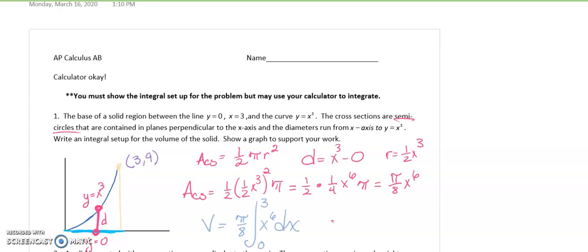You can see that I've completed the area of the cross section, and I get pi over 8 x to the 6th. Please take a moment and review my math if you do not get that same answer. Then in blue, you can see that I've written the volume equals, I've pulled out the constant of pi over 8, and I'm integrating from 0 to 3 of x to the 6th dx.